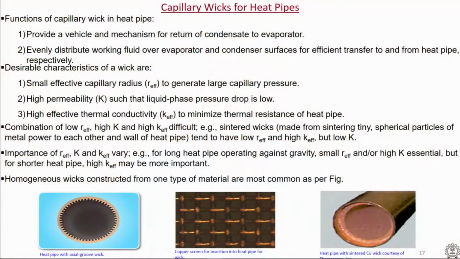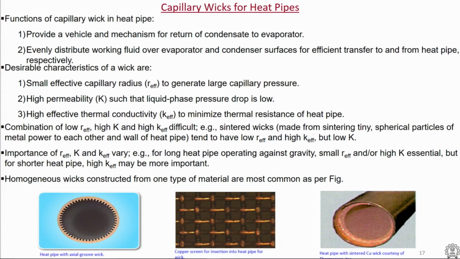And all these relationships can be established using the well-known Clausius-Clapeyron equation and others, but we won't get into the details of those. Instead, what we'll do is get into some of the characteristics, some of the wicks that are often used, and some details of the heat pipes a little bit more, because of the shortness of time. So, we look at capillary wicks for heat pipes.